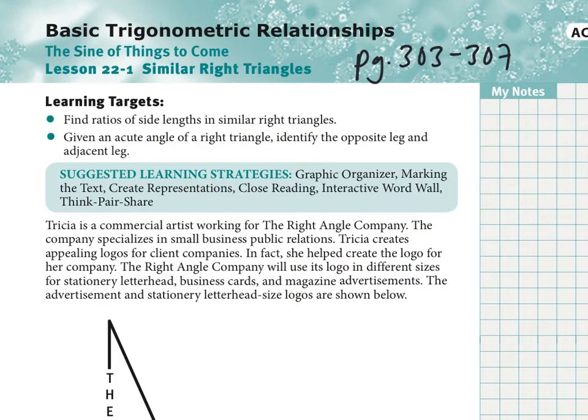Let's start off with our learning targets. We are going to find ratios of side lengths in similar right triangles. And given an acute angle of a right triangle, we're going to identify the opposite leg and the adjacent leg length. Go ahead and skip 2 pages to page 305.